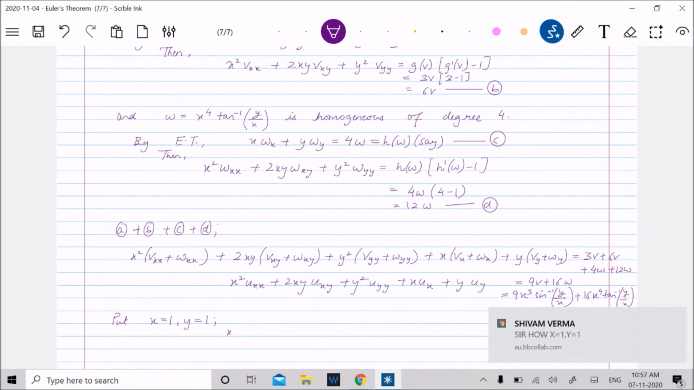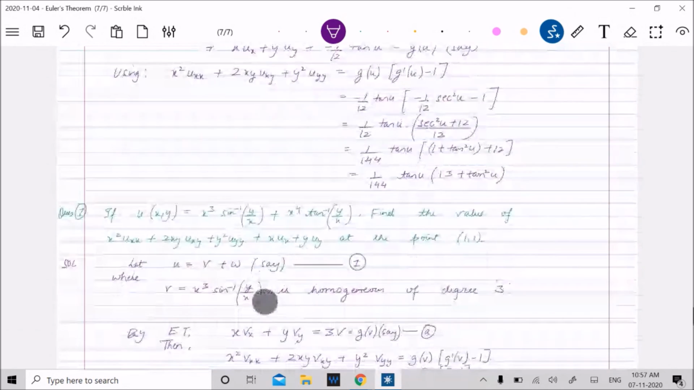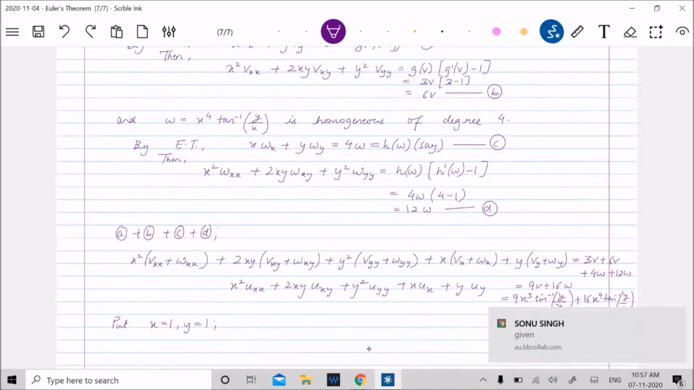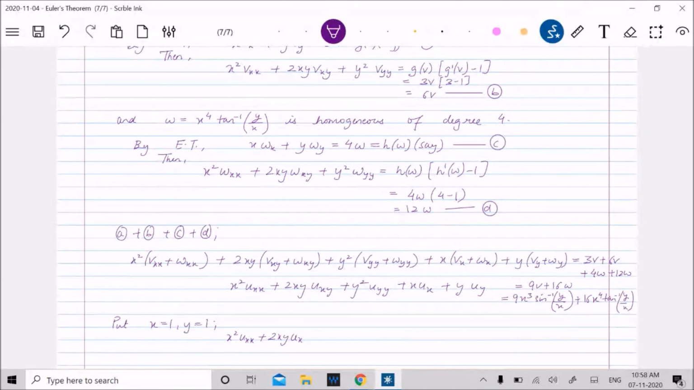Now if you put x equal to y equal to 1, then you will be getting something like, x equal to 1, this is given in the question. The question is telling you at the point. Okay. So x square uxx plus 2xy uxy plus uyy plus ux plus uy. Should we put it on the left hand side also? Yes, I think if we are putting something in an equation, we have to give that substitution on both sides.